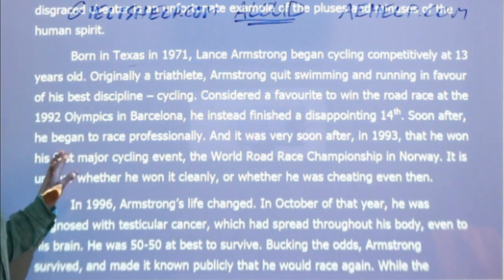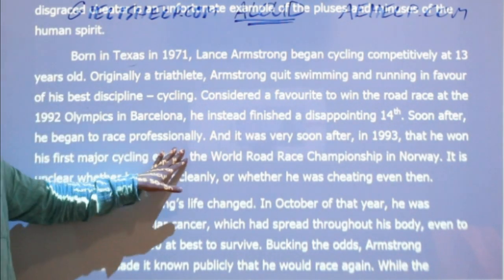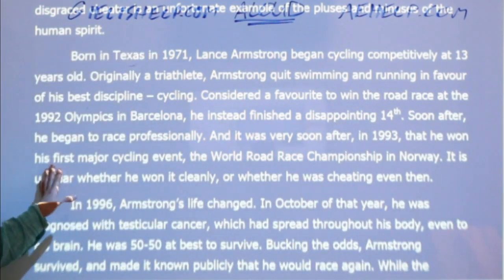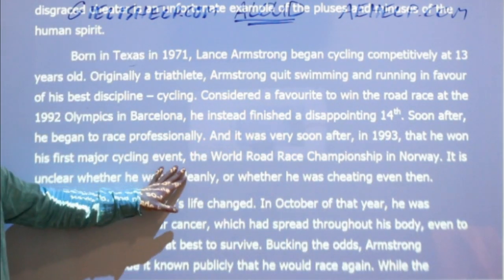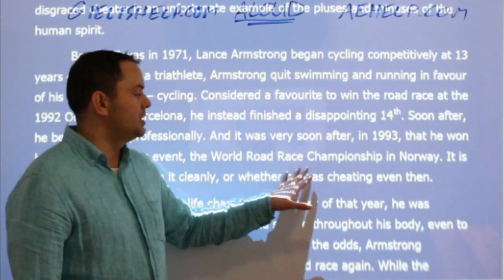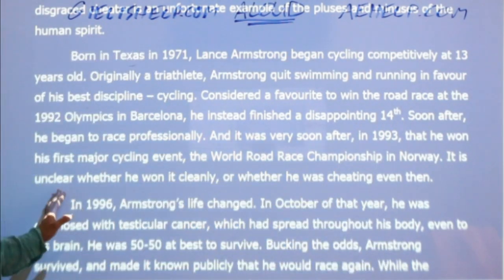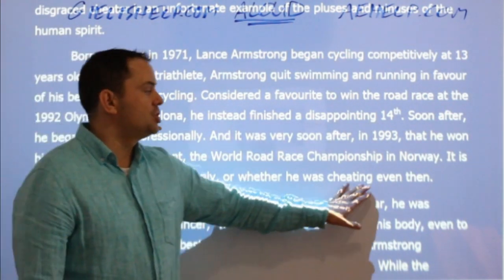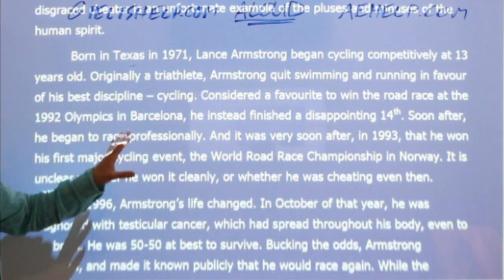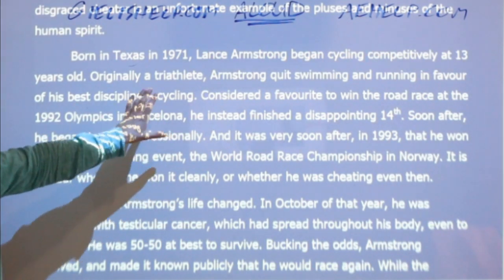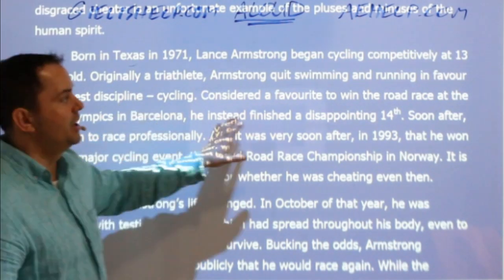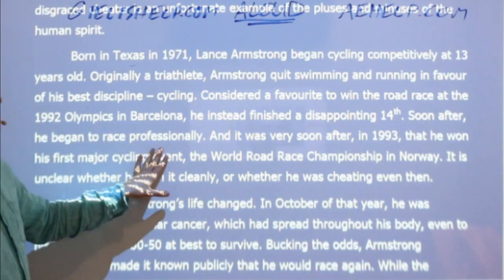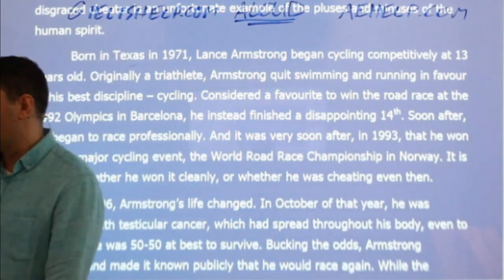Soon after, he began to race professionally, and it was very soon after, in 1993, that he won his first major cycling event, the World Road Race Championship in Norway. It is unclear whether he won it cleanly or whether he was cheating even then. This paragraph is the beginnings of Lance Armstrong's cycling career at 13, then going to the Barcelona Olympics and winning his first championship in 93.